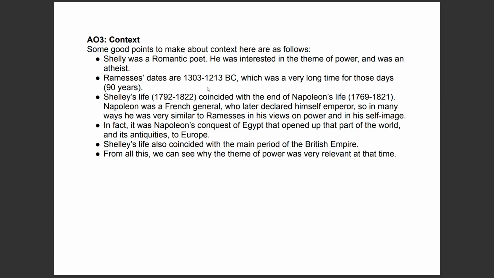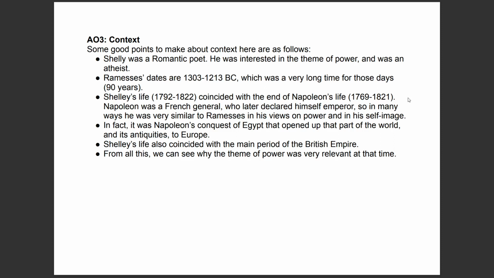And Ramesses, remember Ramesses the Great, Ramesses the Second, the great pharaoh king of ancient Egypt. His dates were 1303 to 1213 BC. So because we're talking about BC, these dates are in the correct order, which was a very long time for those days. 90 years he was around for.